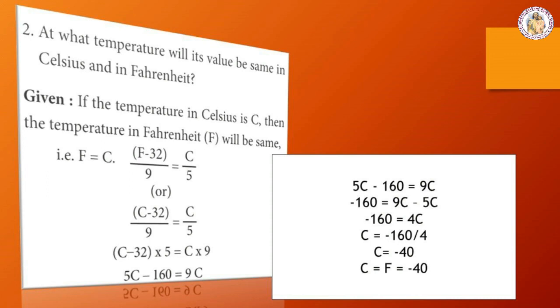Next step, we need the value of C. So, C is equal to minus 160 by 4. So, we will get the value minus 40. So, the temperature in Celsius and in Fahrenheit will be the same at minus 40.